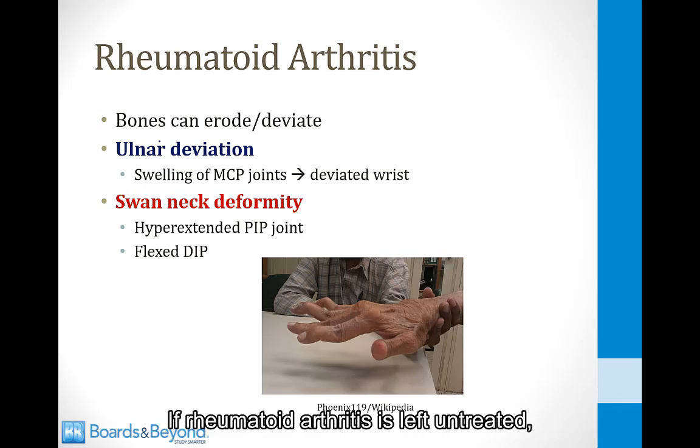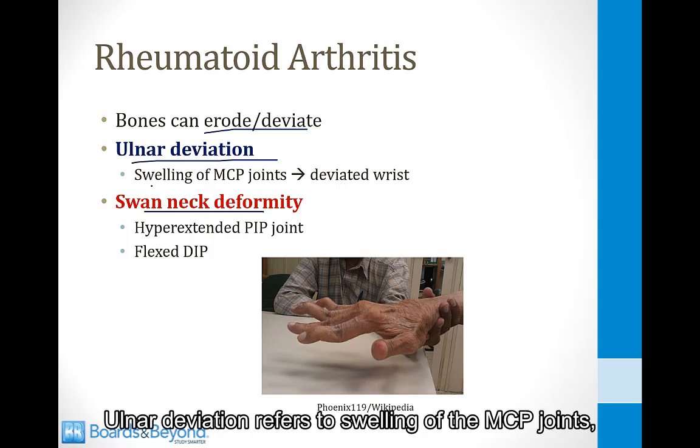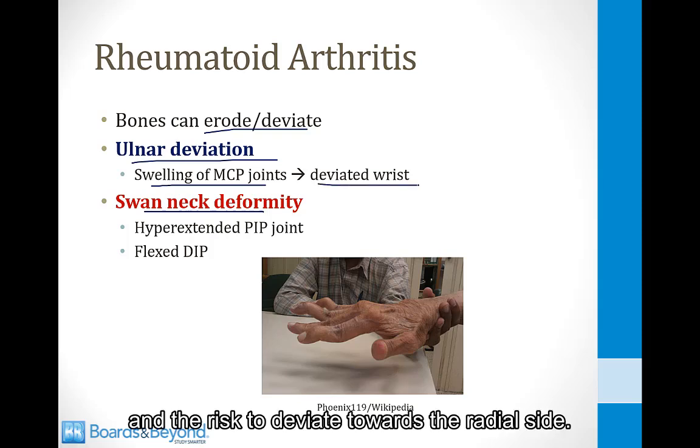If rheumatoid arthritis is left untreated, the bones of the hand and the wrist can begin to erode and deviate. And two classic findings in severe untreated rheumatoid arthritis related to this are ulnar deviation and swan neck deformity. Ulnar deviation refers to swelling of the MCP joints, which causes the fingers to deviate towards the ulnar side and the wrist to deviate towards the radial side.